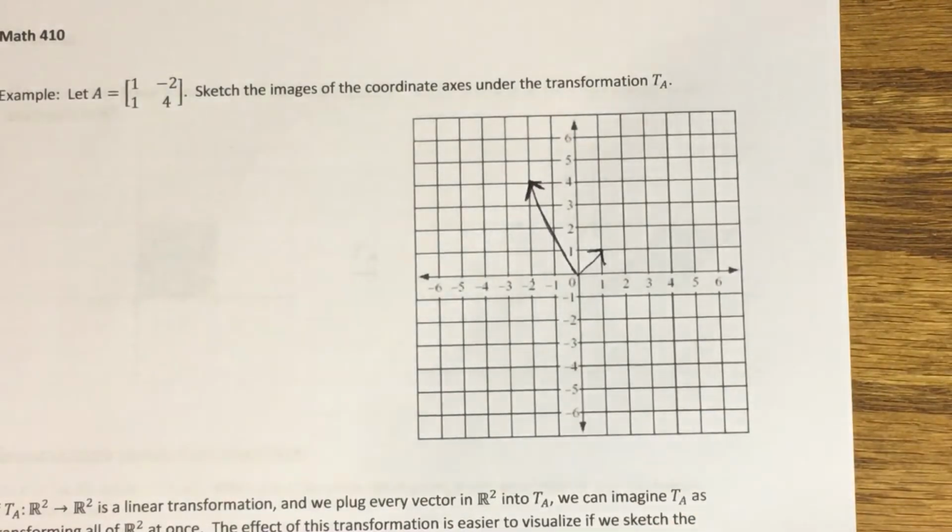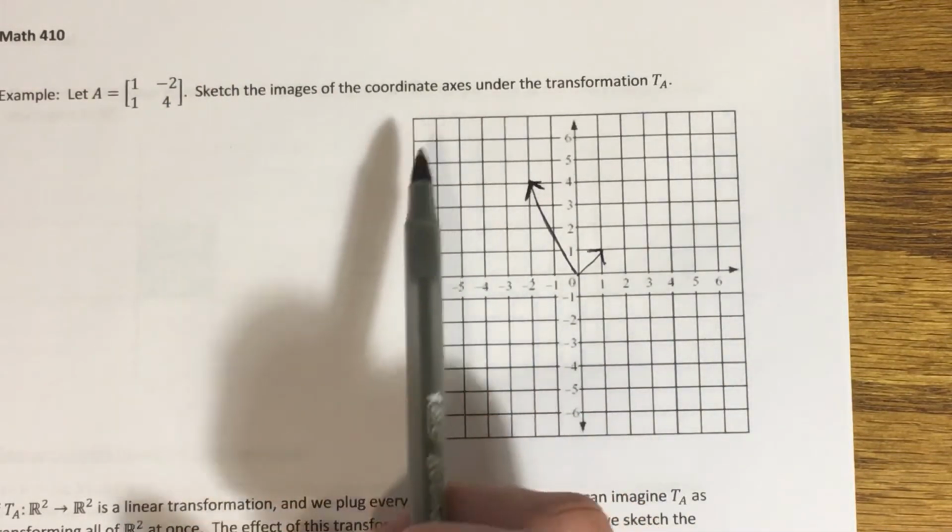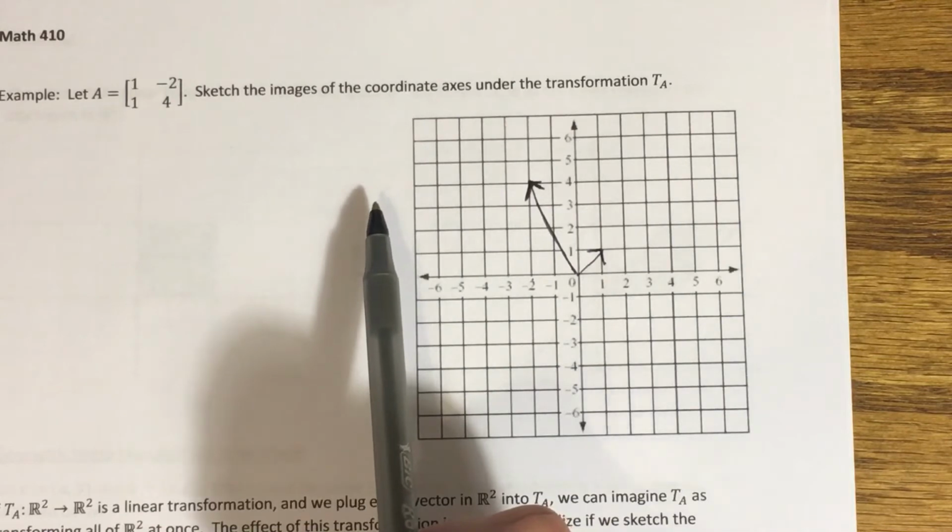Okay. So notice it didn't just ask me to transform the standard basis vectors i and j. It wanted the images of the coordinate axes under this new transformation. So how do I do that from what I just came up with?